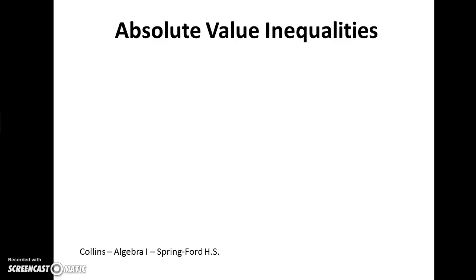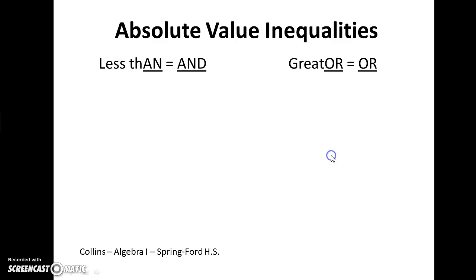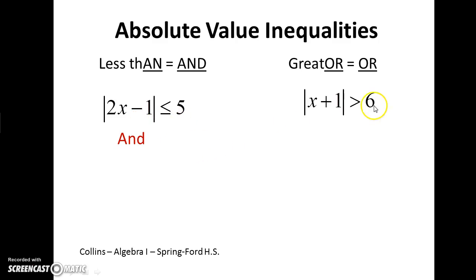There's a trick for us to remember which one is which. If we see the inequality sign less than, this is going to be an and inequality. If we see the greater symbol, this is the or inequality. An example, here we have absolute value bars and the less than symbol. This would be an and inequality. If we see the greater symbol, that's or, and we would solve that as an or inequality.